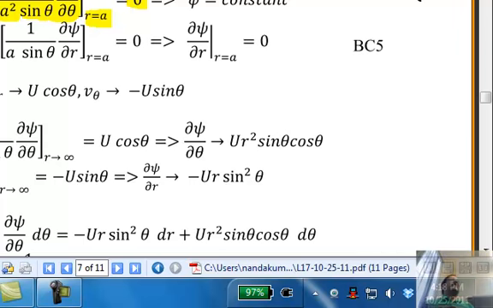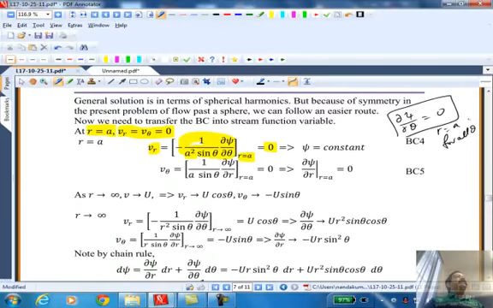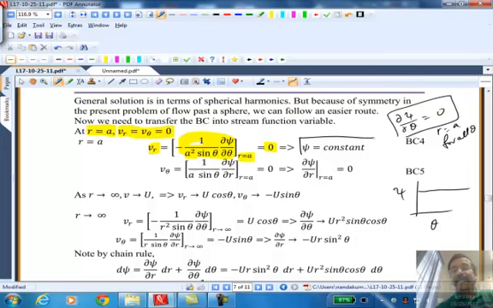When can that happen? When can the derivative of a function be equal to 0 for all values of that particular variable? If I plot psi versus theta on the surface of the sphere, I need that to be a constant so that the derivative of psi with respect to theta is equal to 0. So that implies that psi must be equal to a constant. I don't know what constant, but some constant.